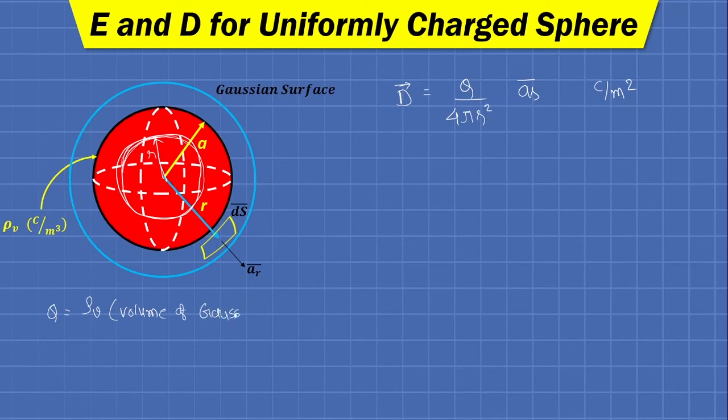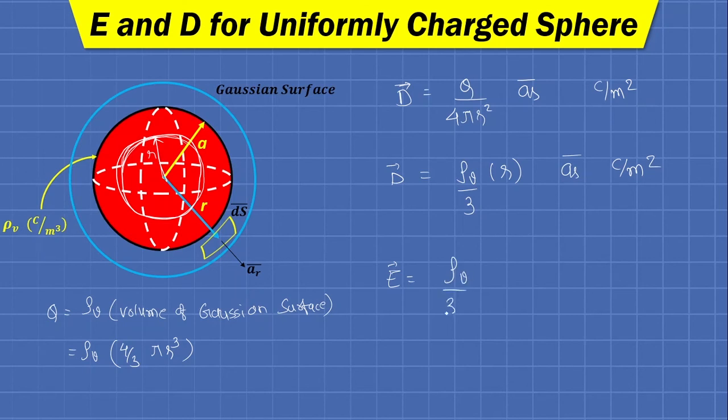Okay. So the volume of the Gaussian surface will be 4 by 3 pi r cube. It will not be 4 by 3 pi a cube. So putting this value of Q in this equation, we will have rho v by 3. Now we are having r over here. So rho v by 3 into r a_r bar coulomb per meter square, and E bar will be equal to rho v by 3 epsilon naught multiplied by r into a_r bar volt per meter.